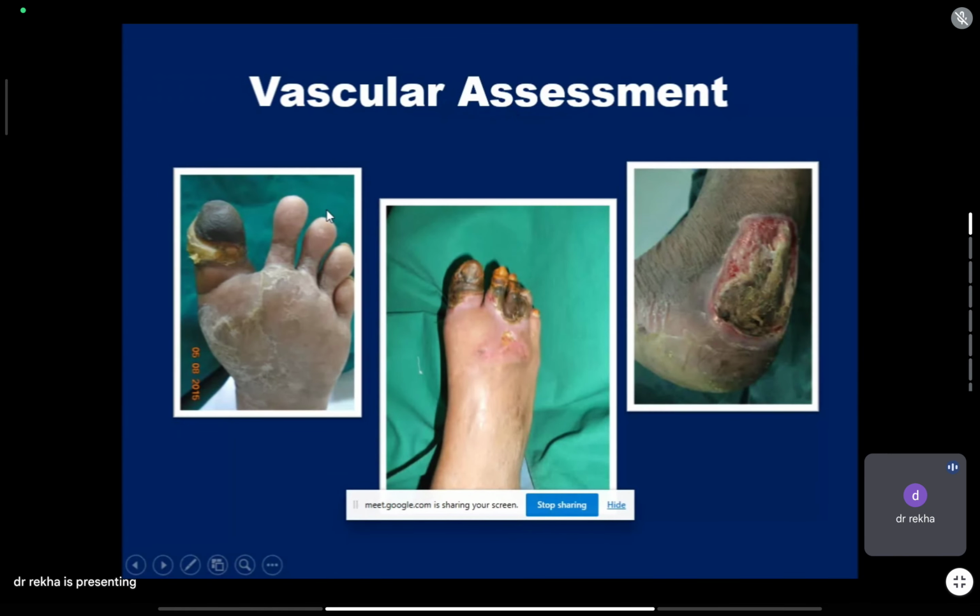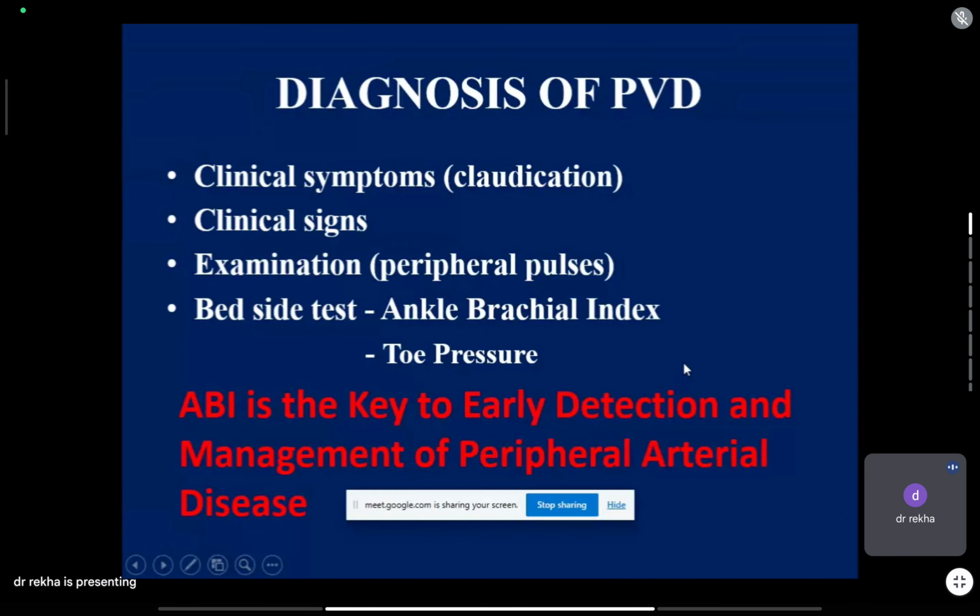So now come to the vascular assessment. You can see these are some ischemic cases. You can see there is complete blackening of the great toe. This is again blackening of the ulcer, and this is again blackening of the ulcer. So these are the ischemic ulcers.